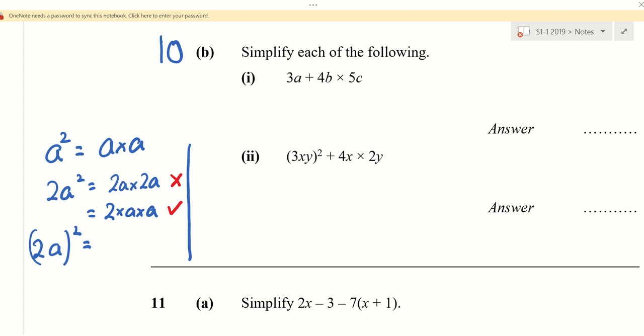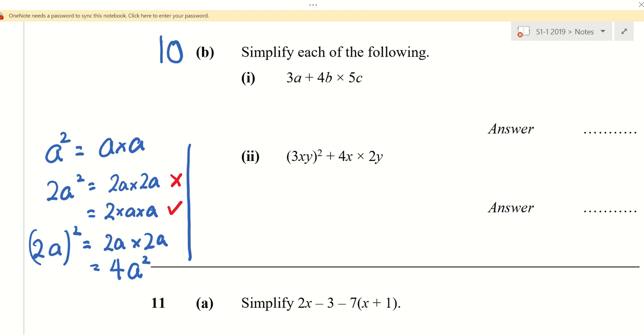So whenever there's a bracket, you write like that: 2A times 2A. And what is 2A times 2A? It is 4A squared. So it's like 2 times A times 2 times A. So the 2 also must times 2, and the A also must times A. Do you see a very clear difference between this? Now let's go to this question itself.